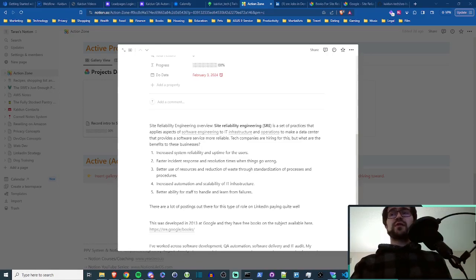I've also heard this referred to as System or Service Reliability Engineering, but the idea is still the same. So, Site Reliability Engineering is a set of practices that applies software engineering to IT infrastructure and operations to make a data center that provides a software service more reliable to the users.